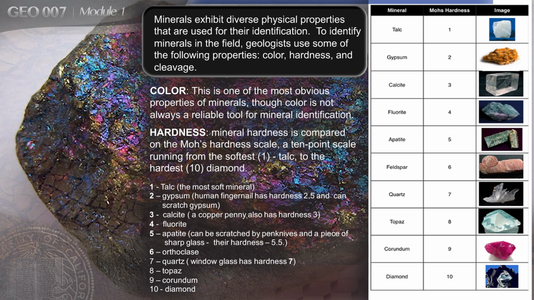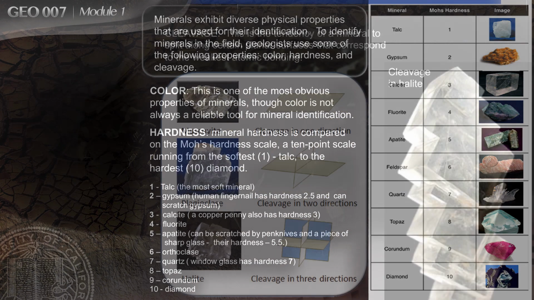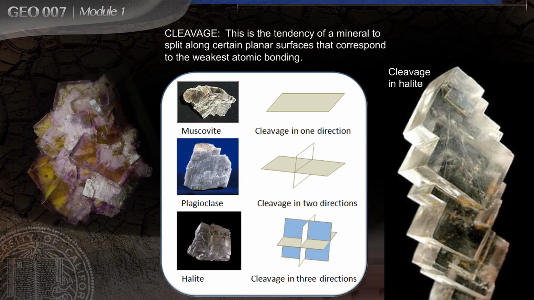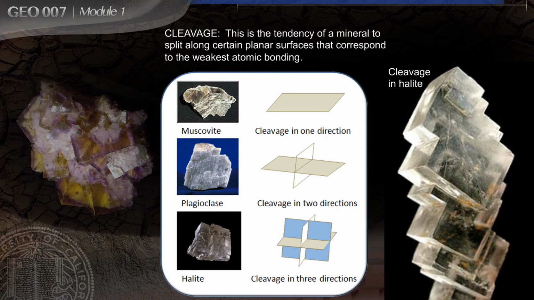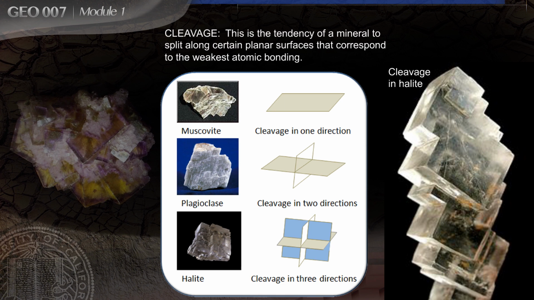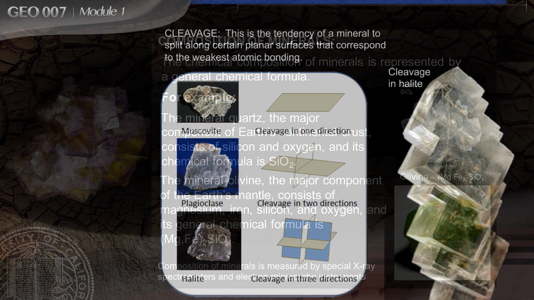Color. This is one of the most obvious properties of minerals, though color is not always a reliable means for mineral identification. Hardness. Minerals' hardness is compared on the Mohs hardness scale, a 10-point scale running from the softest, talc, to the hardest, diamond. Cleavage. This is the tendency of a mineral to split along certain planar surfaces that correspond to the weakest atomic bonding. The image at the right shows halite crystals, which exhibit perfect cleavage in 3 directions.